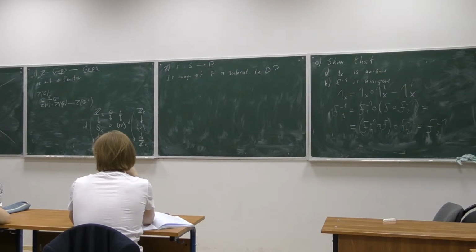Yeah, so why is this a subcategory? Well, because we only have to check that the identities are there and compositions are there, exactly by the properties of what needs to be a functor. And how do you know that the compositions are there? Well, because functors distribute over compositions. And so I think this is not enough.